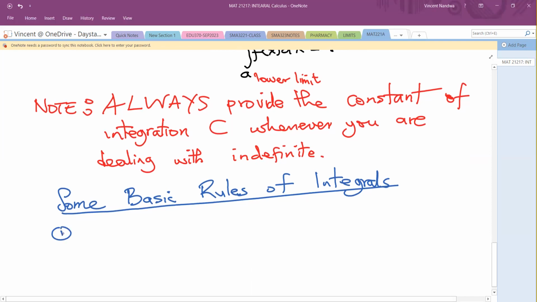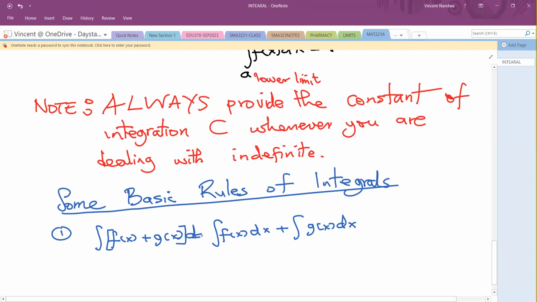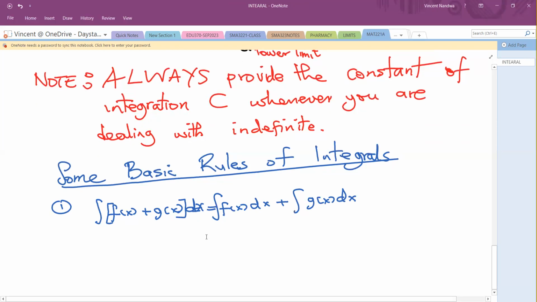For one, the integral of f of x plus g of x is the same as the integral of f of x dx plus the integral of g of x dx. Remember you now need to put dx here. If you want to define the integral of the sum of two functions, it's as good as getting the sum of the integrals of the two functions. So the integral of a sum of two functions is the same as the sum of the integrals of the two.